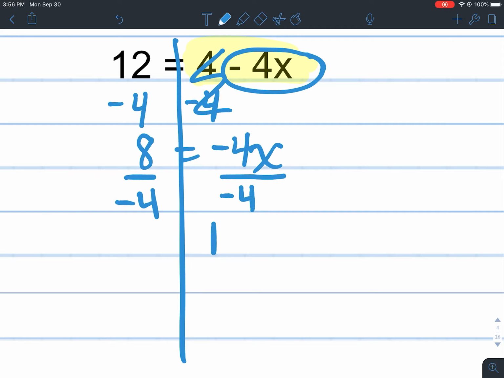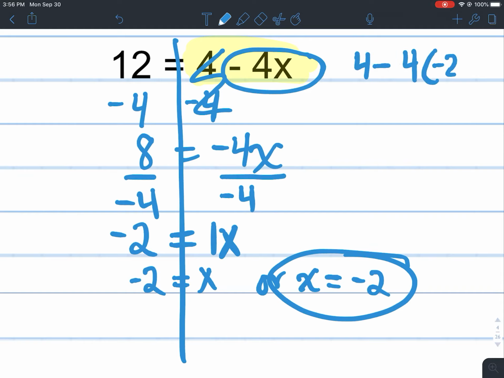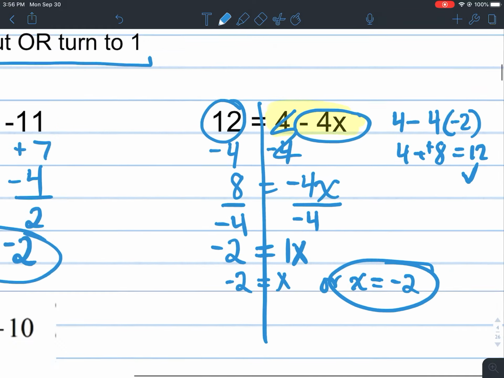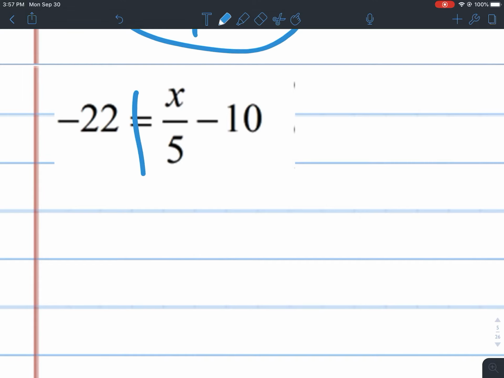-4 divided by -4, that's 1x. And 8 divided by -4 is -2, which is the same thing as x is equal to -2. Or you can rewrite it so that the x is on the left side using the symmetric property. And we can go back and check it. So 4 minus 4 times -2, that'd be 4 minus -8, which does equal 12. So that works out.